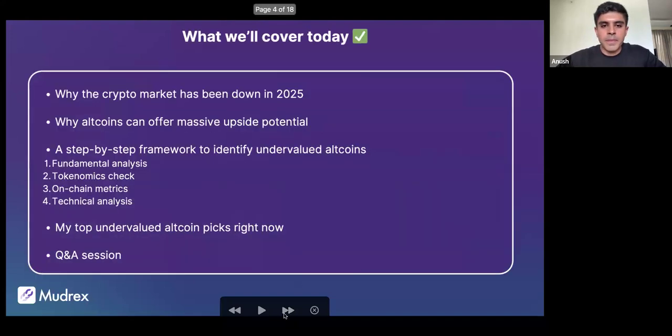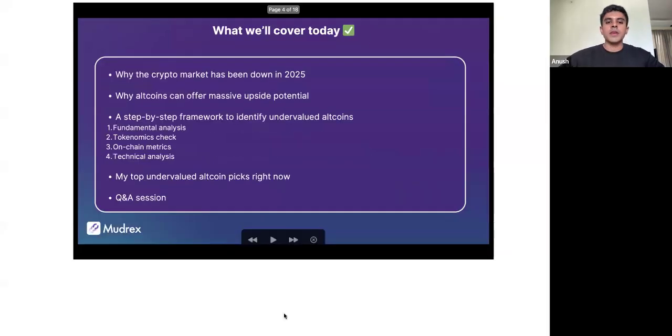Cool. So now coming on to today's session, we're going to be diving into something really, really important. It's going to be on how to spot undervalued altcoins. Put simply, we're going to learn how to find strong crypto projects that are trading at a discount.